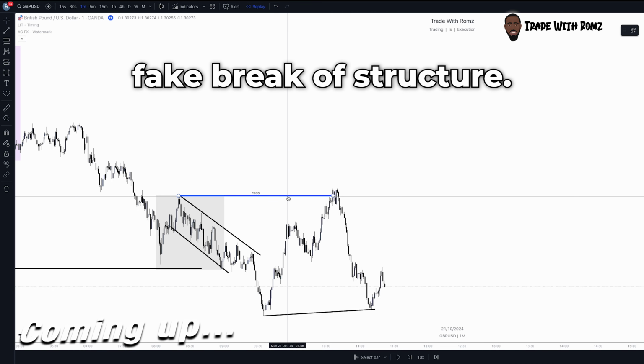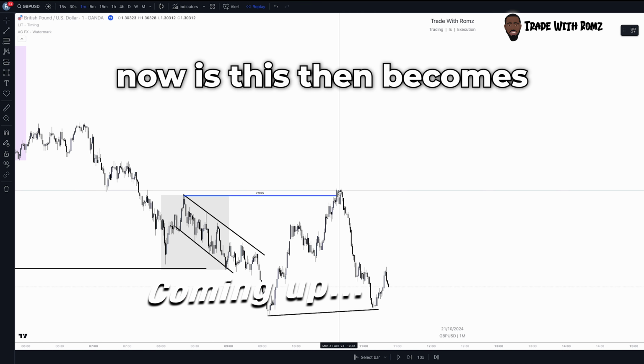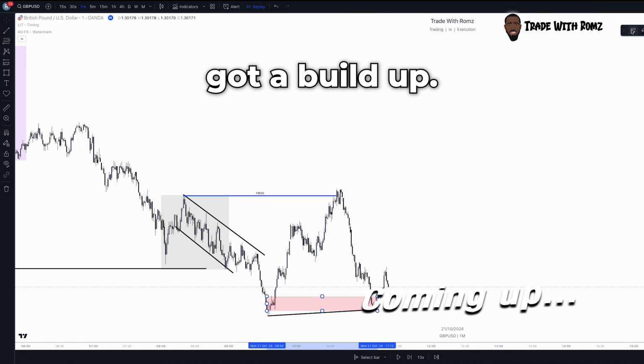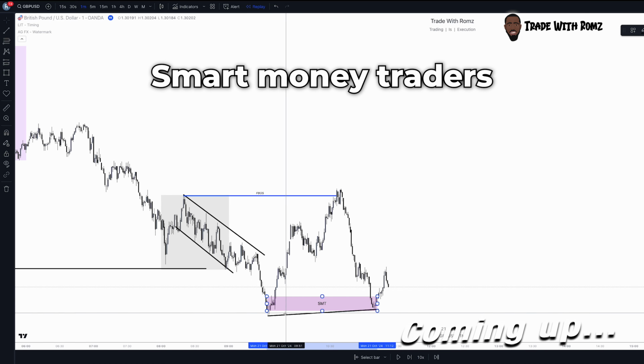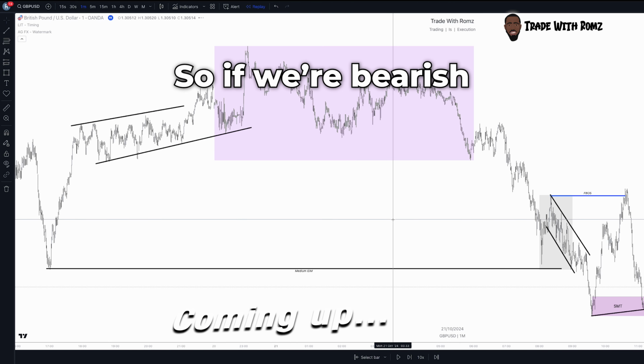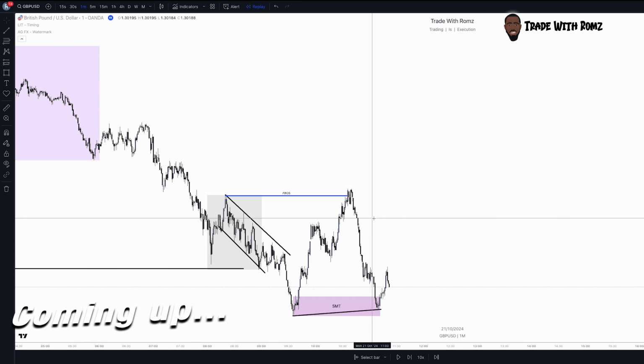So because it's a fake break of structure, what actually happens now is this then becomes a smart money trap. So we've now got a build up, smart money traders sitting here. So if we're bearish in regards to our bias and we want to take a sell, what happens here?